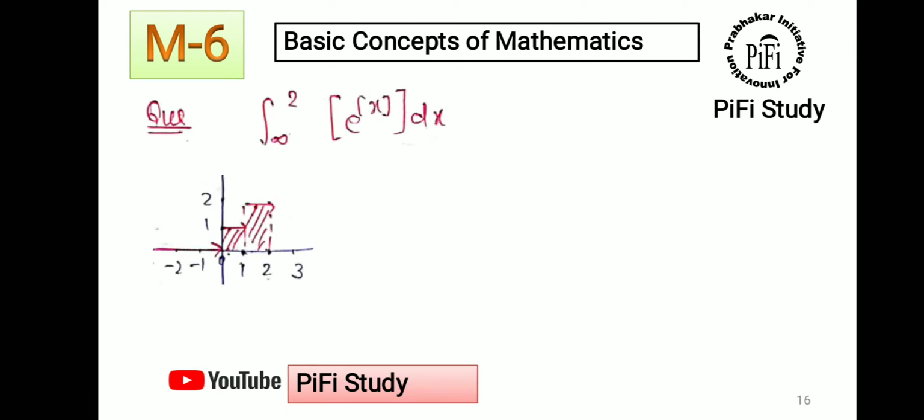So just plot this graph and calculate the area from infinity to 0. You have no area bounded by this curve, and from 0 to 1 and 1 to 2 you have to find the area, and just calculate the shaded area, and you will get the answer. So this type of complicated question you can solve in a very easy manner.